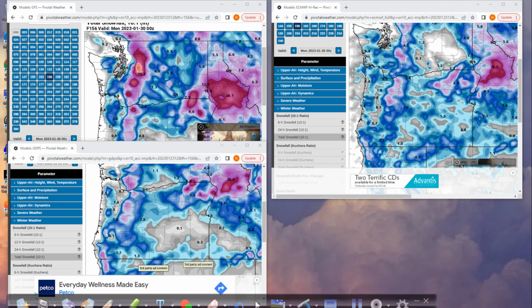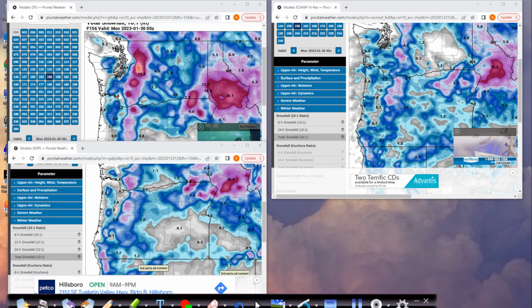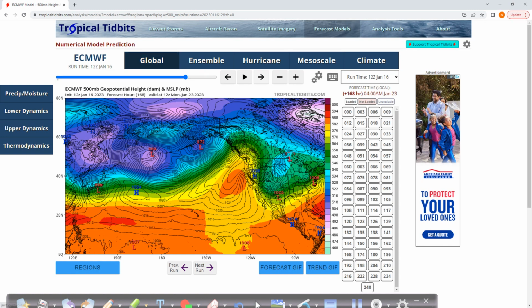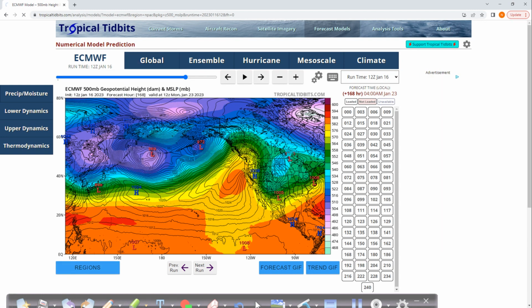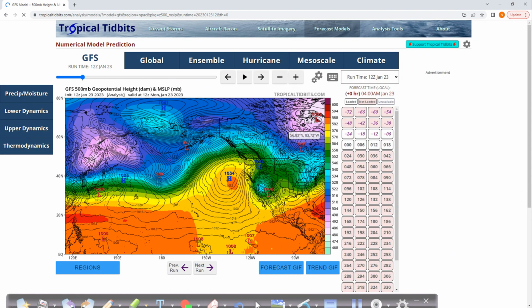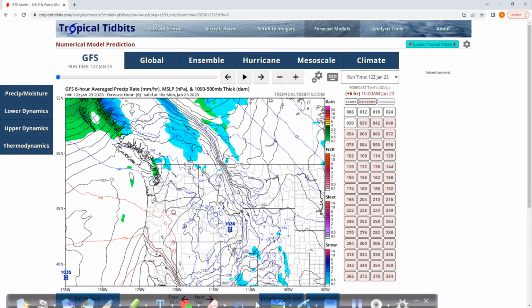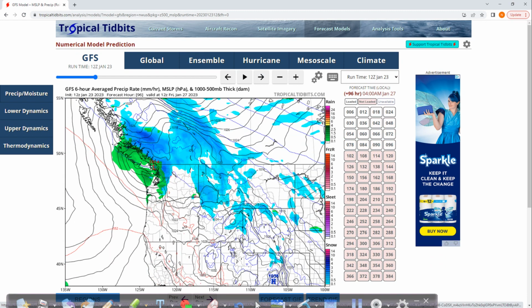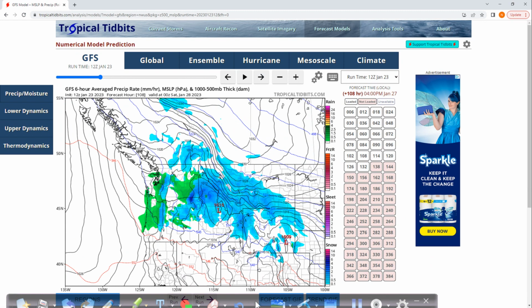I'm going to go ahead and pull this back up, only because after that it looks more like onshore flow. So I'm just going to get an idea here of what each of the models might do after that point. So here's the U.S. model.